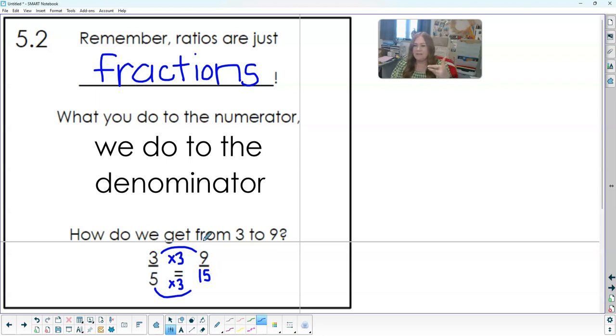3/5 and 9/15 are really the exact same amount. This one just has smaller pieces. 3/5, 9/15, they are equivalent. Whatever we did to the numerator, we did to the denominator.